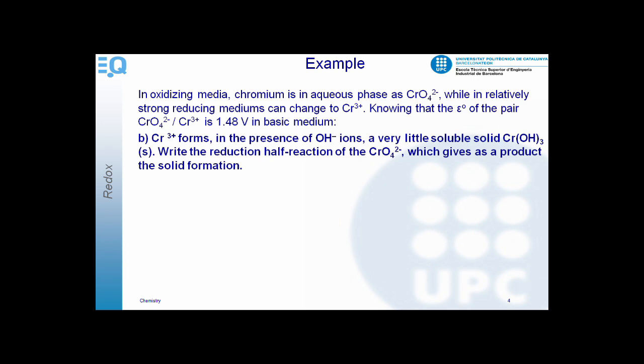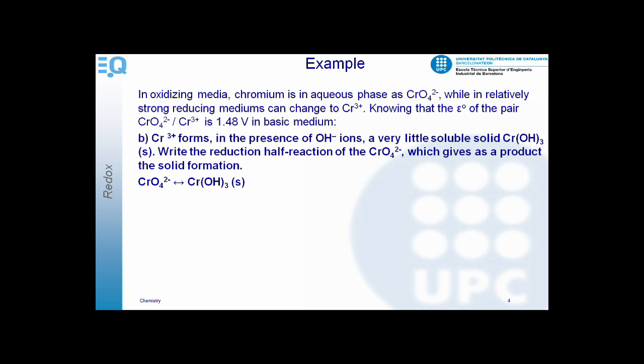Let's do section B. Now, we are told that the chromium 3 cation forms a very insoluble solid in the presence of OH anions, chromium hydroxide, and we have to give the reduction half reaction of the chromate, which gives us the solid mentioned. We first write the chromate to the left and the chromium hydroxide to the right. We start equalizing the reaction in acid medium.